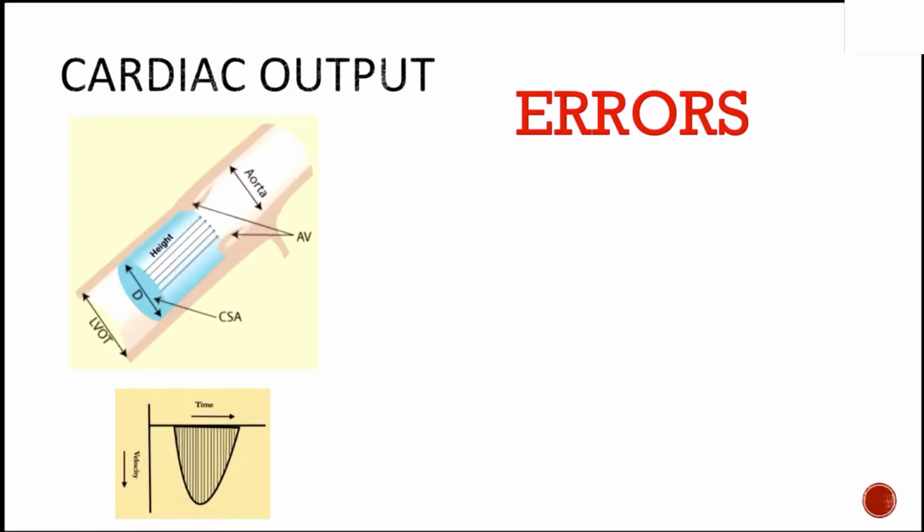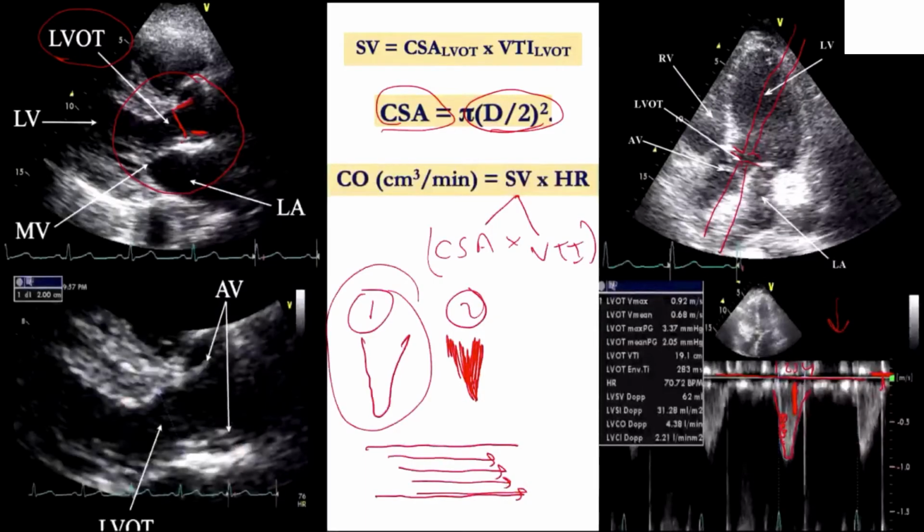All right. So when we're measuring cardiac output, if you're doing pulse wave, where do you place the cursor? Just after, okay. Yeah, so right here, I want your cursor to be placed exactly where you measured your diameter, right?